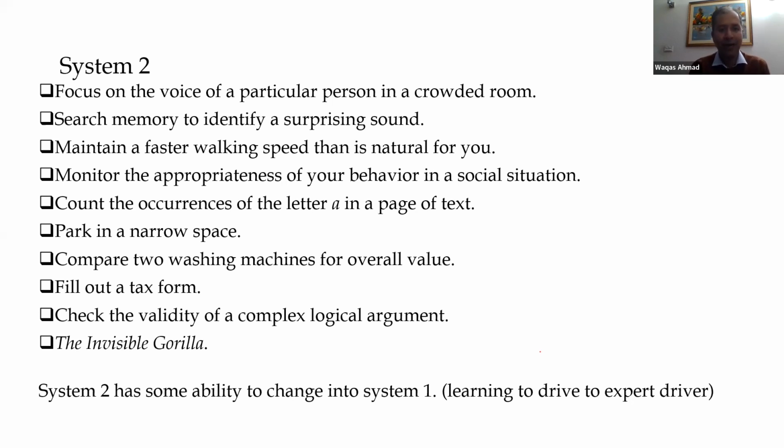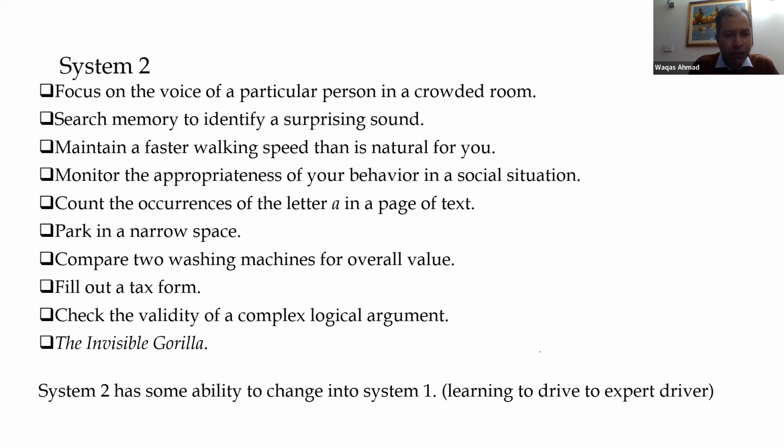If you want to compare two mobiles or washing machines on anything, filling out the tax form. Tax is really tricky, and lawyers make money out of this, all the complexity in the tax system. So you cannot fill up the tax file without going into that. And checking the validity of a complex logical argument. If you use system 1 in these situations, that is going to create problems. And we'll talk about the problem in the next slide. What are the problems when you use system 1 instead of using system 2?